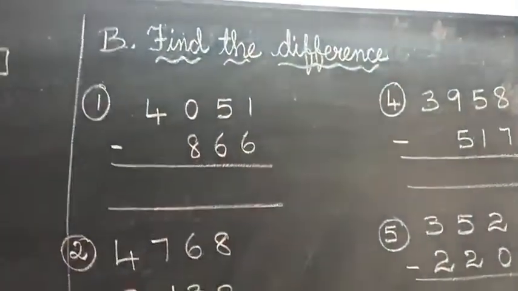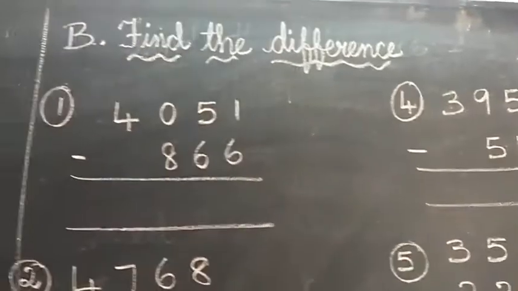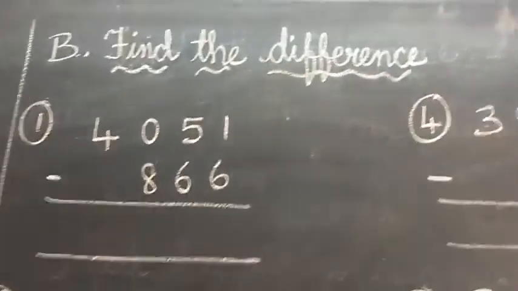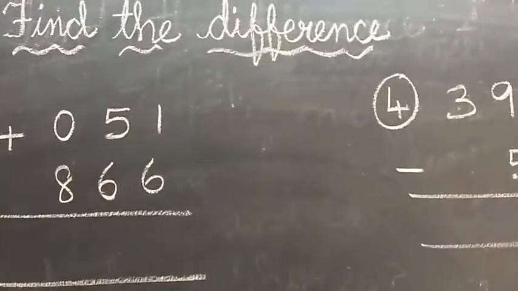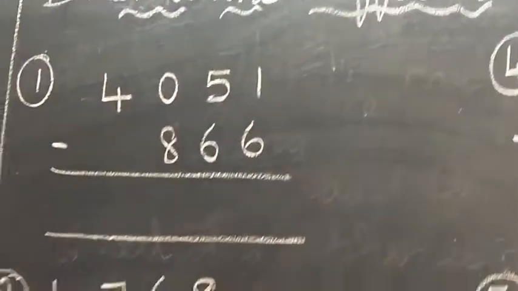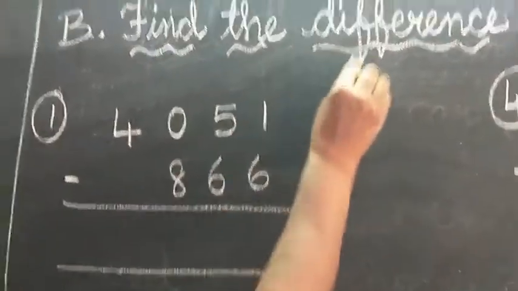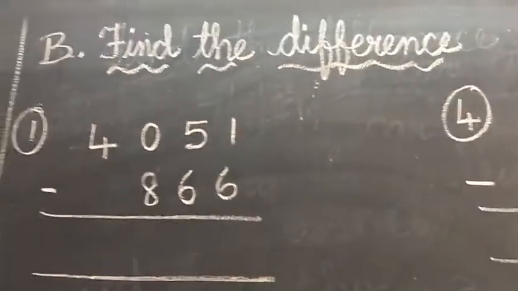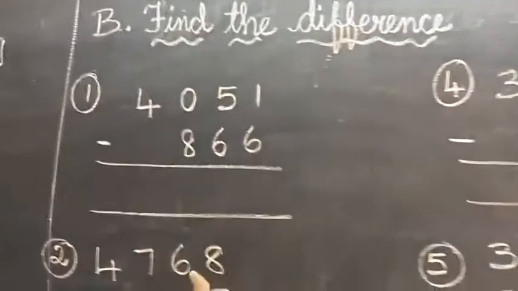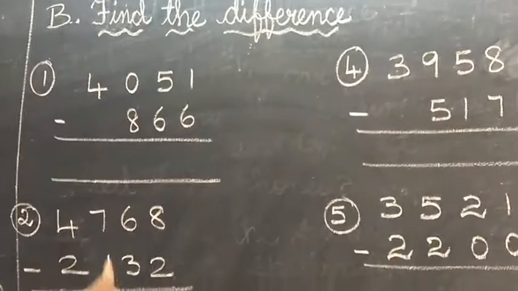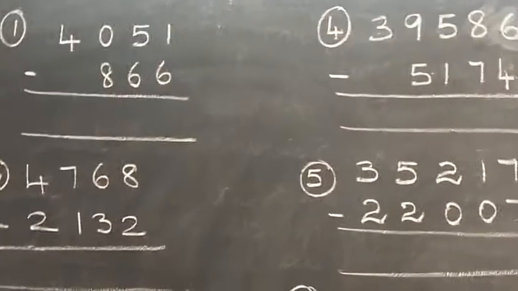Okay children, we'll see B1. Find the difference. Find the difference means what will come, children? See, in addition what we saw? The answer that we get on adding numbers is called sum. And difference means what, children? The answer that we get on subtracting two numbers is called difference. Understood, children?